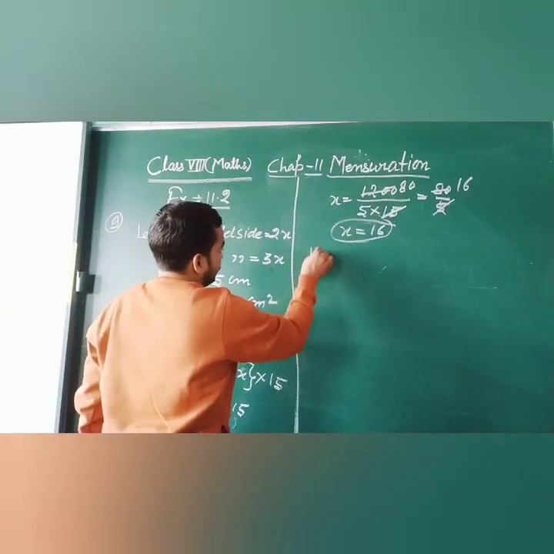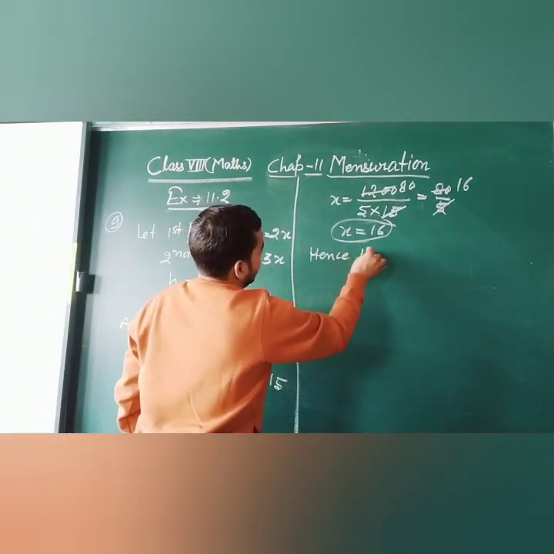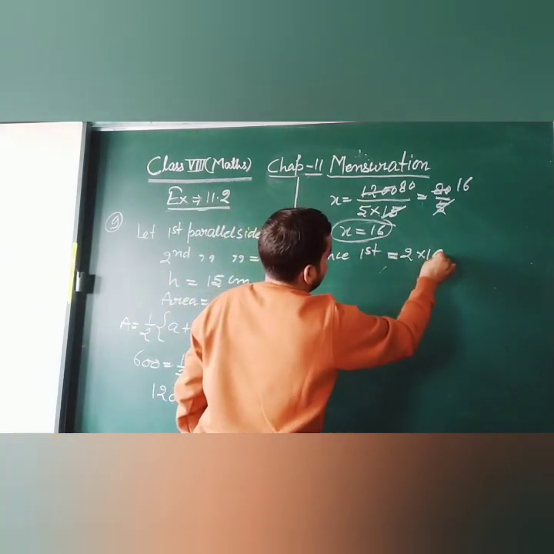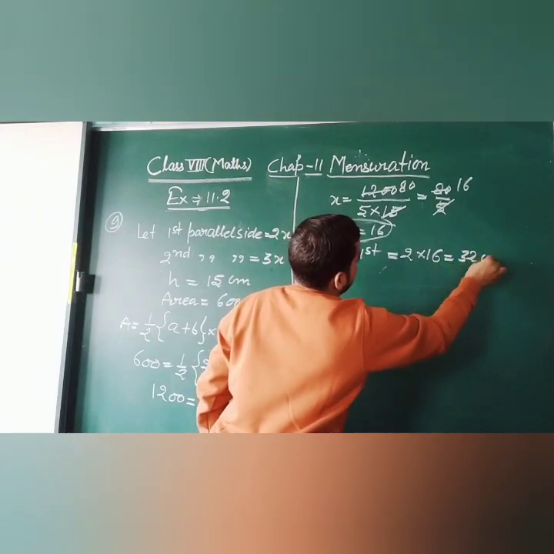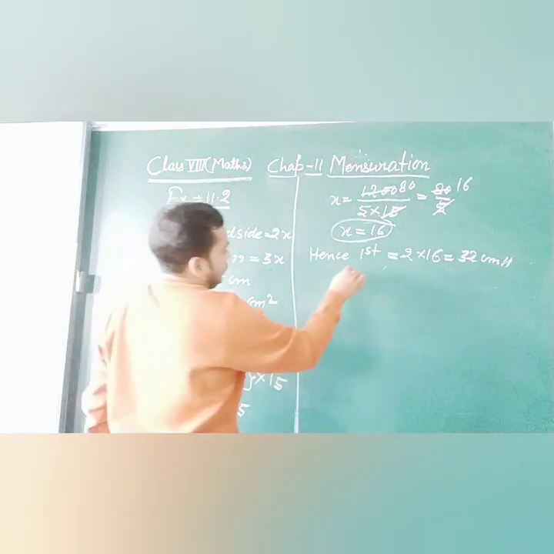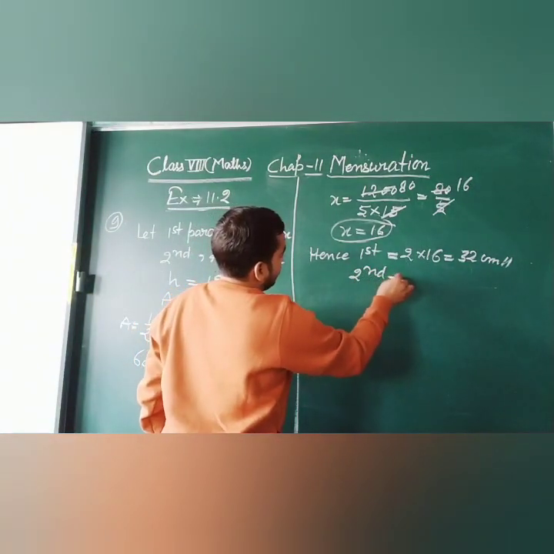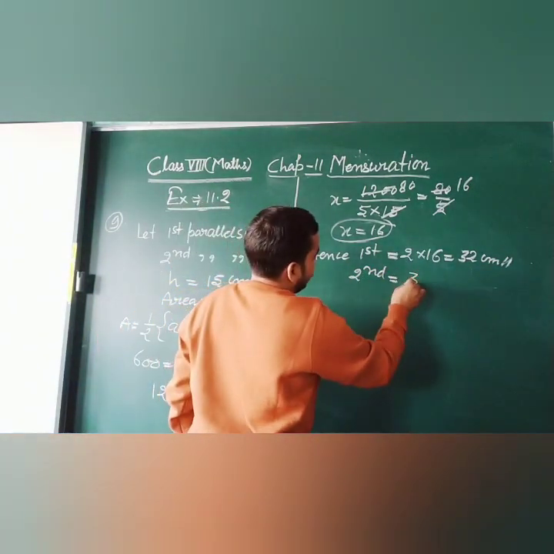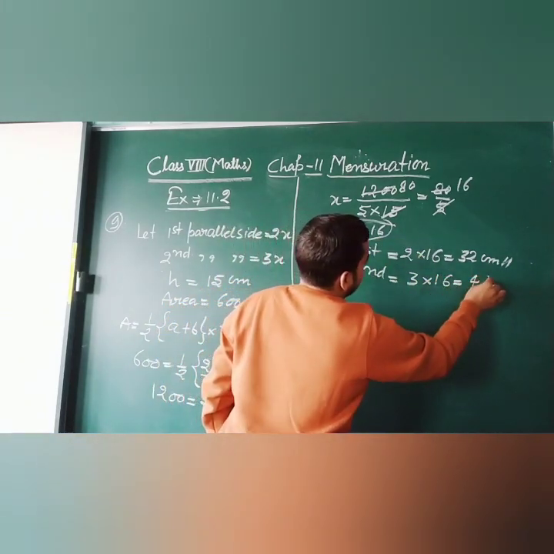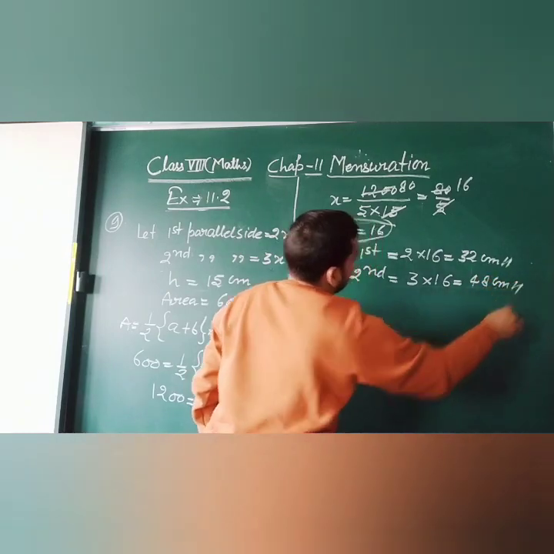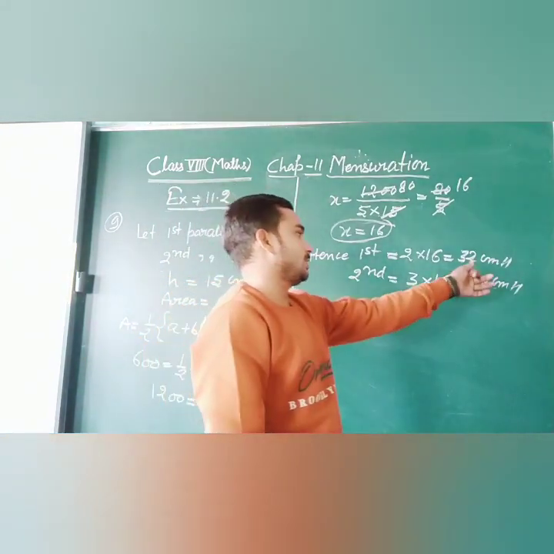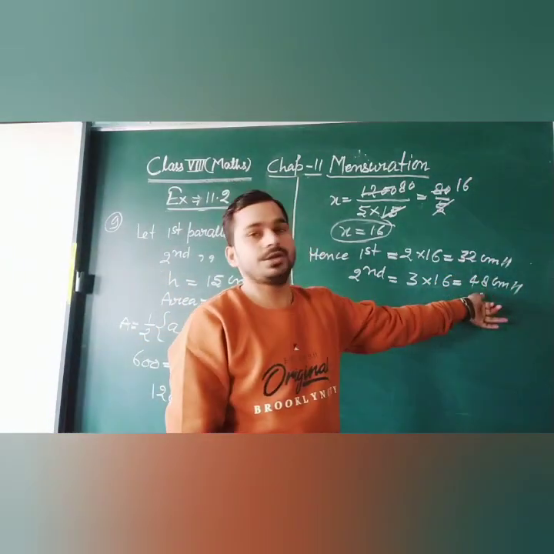So hence first parallel side, that is 2x, 2 into 16, is 32 centimeter. So this is your first parallel side. The second one is 3x, so 3 into 16 is 48 centimeter. These are the lengths of the trapezium's parallel sides: first one is 32 and other is 48 centimeter.